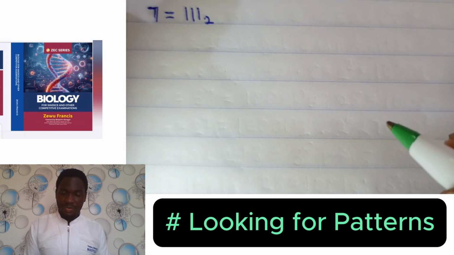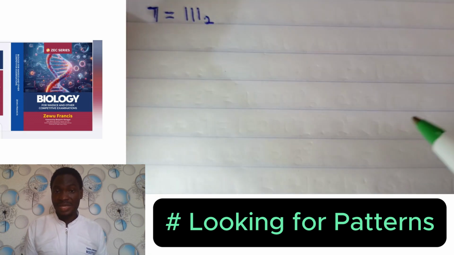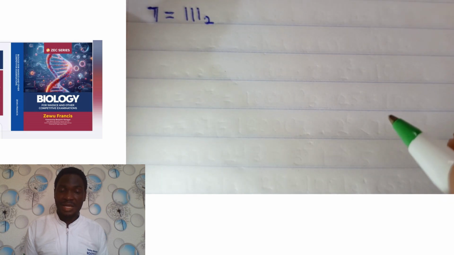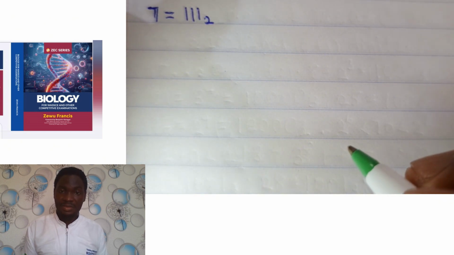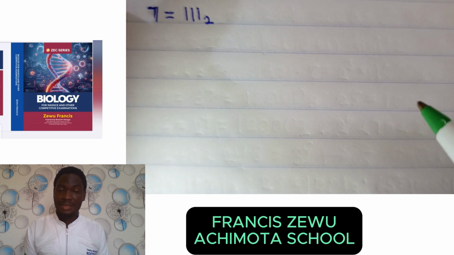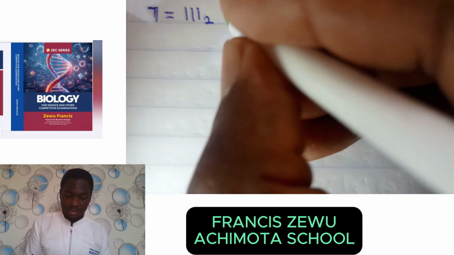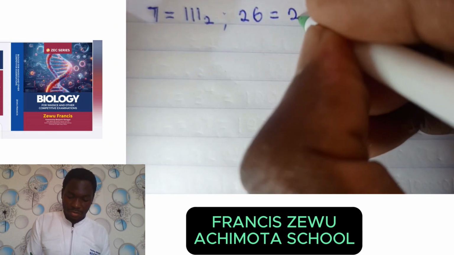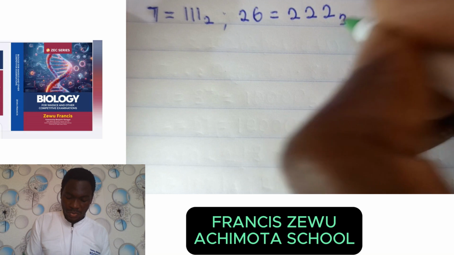A related example will be 26 in base 3. 26 is 1 less than 27, which is 3 exponent 3. 27 has 4 digits, and so 26 will have 3 digits. If it is ending the 3 digits, it means it is exhausting all the highest digits allowed in that base. So 26 is easy to write in base 3 as 2, 2, 2, base 3.